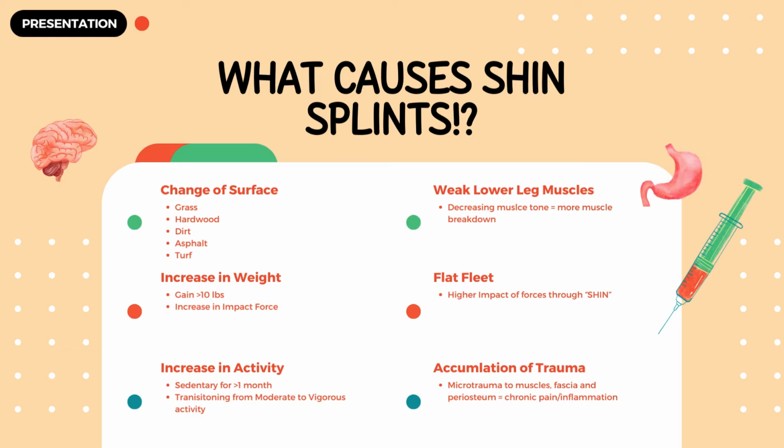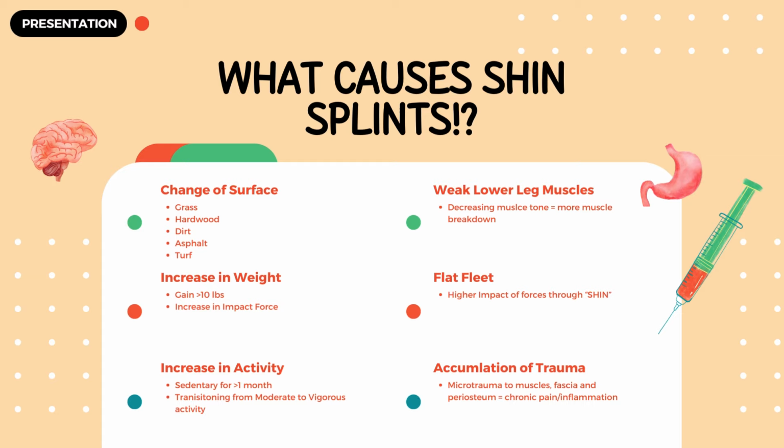So that leads to the next point: weaker lower leg muscles. When you have a decrease in muscle tone due to inactivity, or just the fact that you don't strengthen those muscles, you're going to have more muscle breakdown. And that breakdown comes with a shearing effect, or fatigue in the muscle tissue, so it's not able to stabilize or take the load you're putting on it, and the muscle itself gets sheared and stressed.